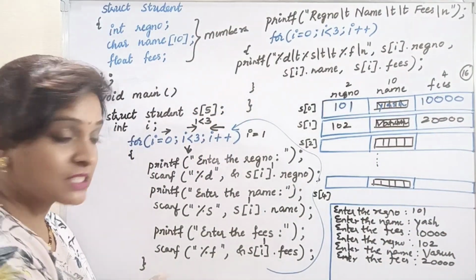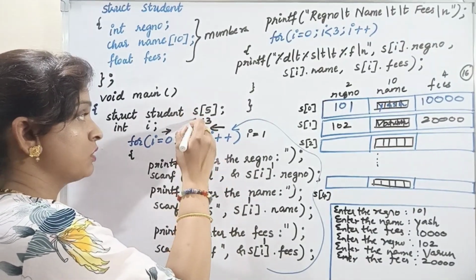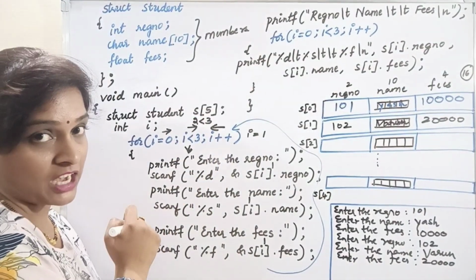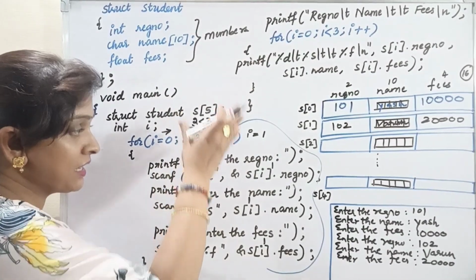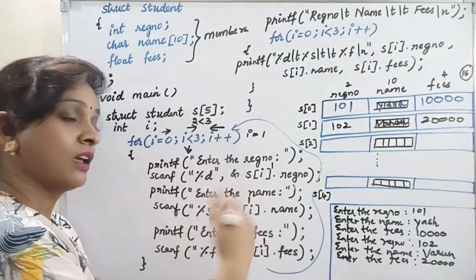Done with all the statements. Again loop back. I gets increased. It was 1, now it becomes 2. Is 2 less than 3? Yes, condition satisfied. Again get inside and execute all these statements. So again I'll be getting the messages: enter the register number, enter the name.